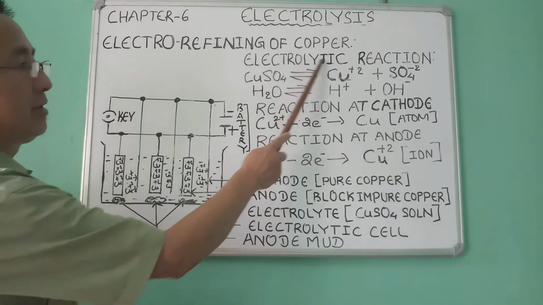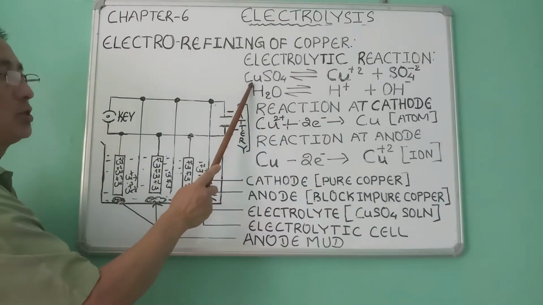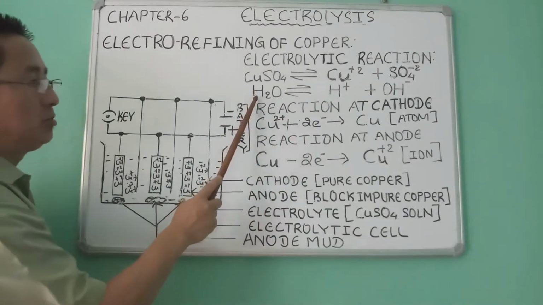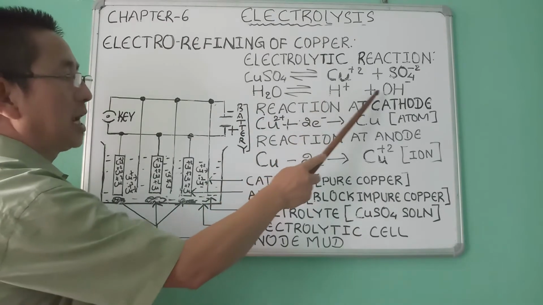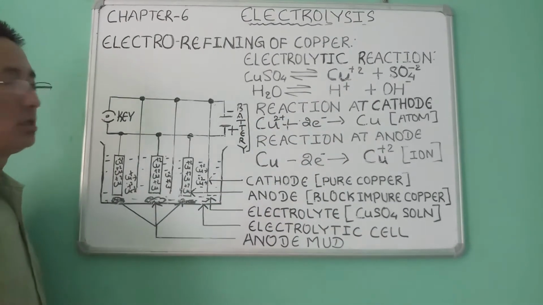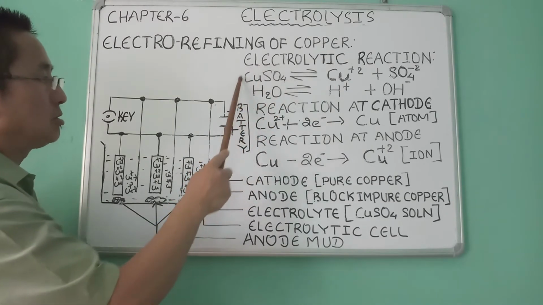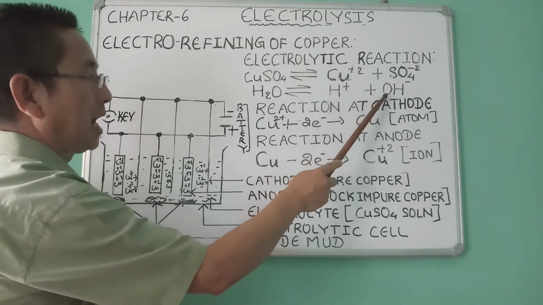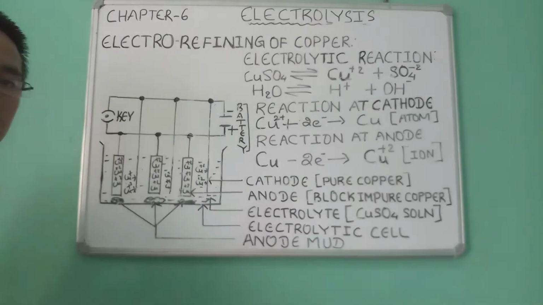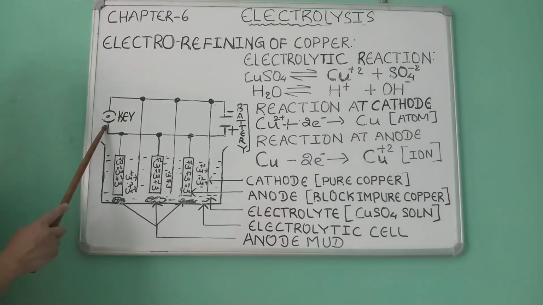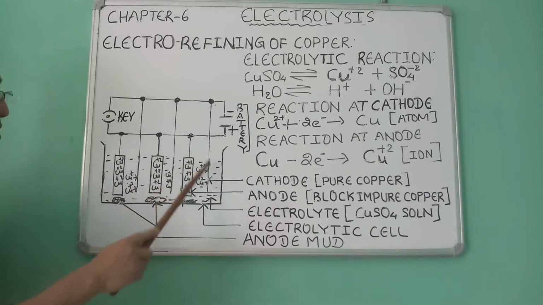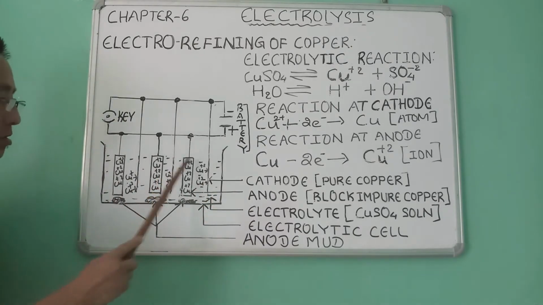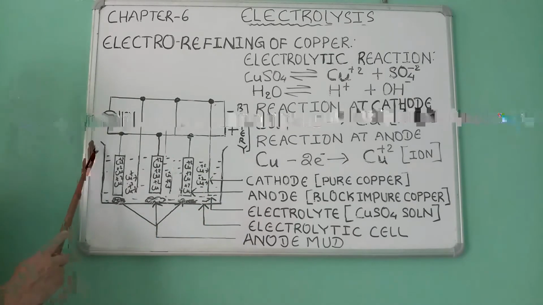Now the electrolytic reaction. Copper sulfate dissociates into copper ions and sulfate ions. Water molecules ionize into hydrogen ions and hydroxyl ions. So this aqueous solution of copper sulfate contains copper ions, sulfate ions, hydrogen ions and hydroxyl ions. When the switch is on, electric current enters this electrolytic cell. Now what happens when electric current enters this electrolytic cell?